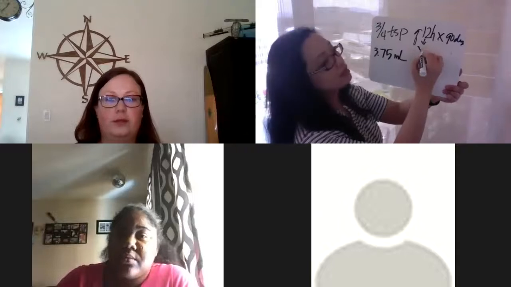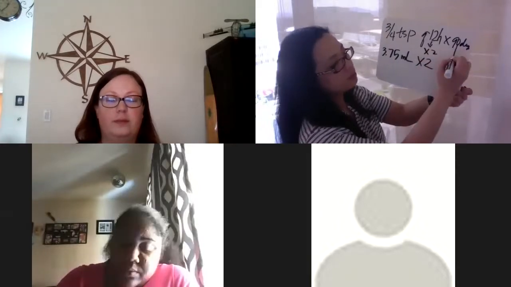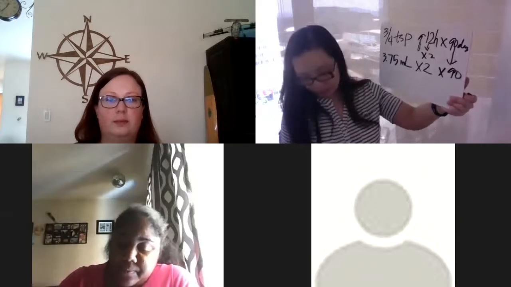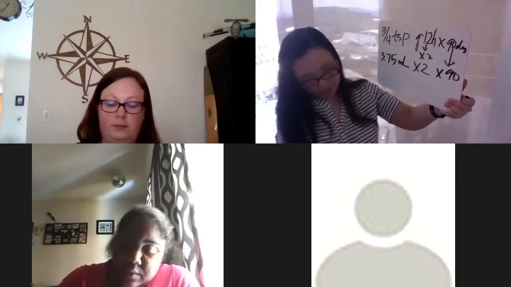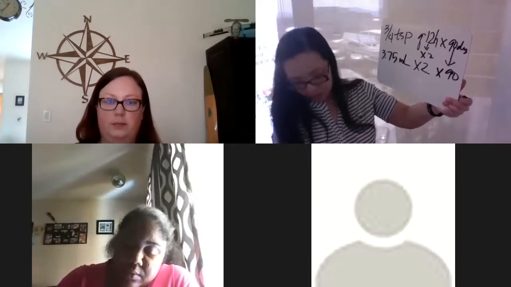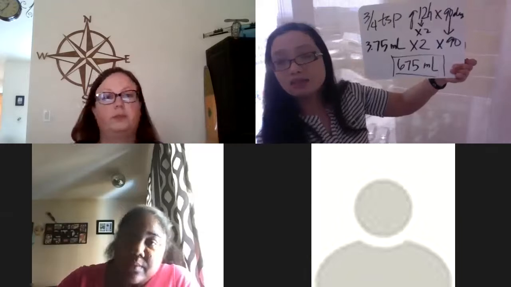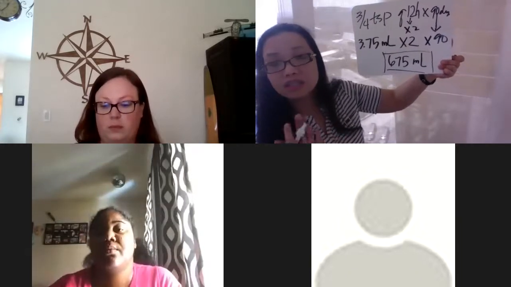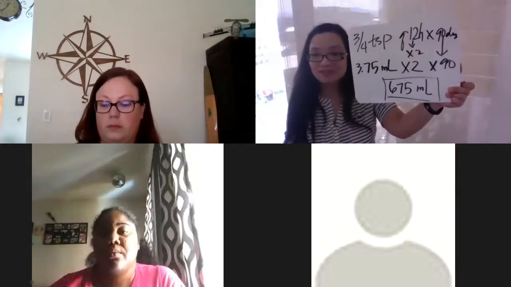But that's not the end of it. What's Q12H? 2 times. Times 2. And then bring this down, times 90. So it will be 3.75 times 2 times 90 would be 675 ml. Final answer always in metric unless otherwise asked in the instruction to give it in household. Did you see? Okay.